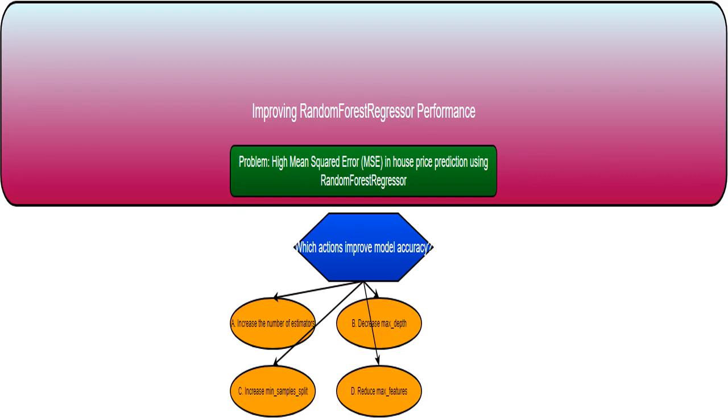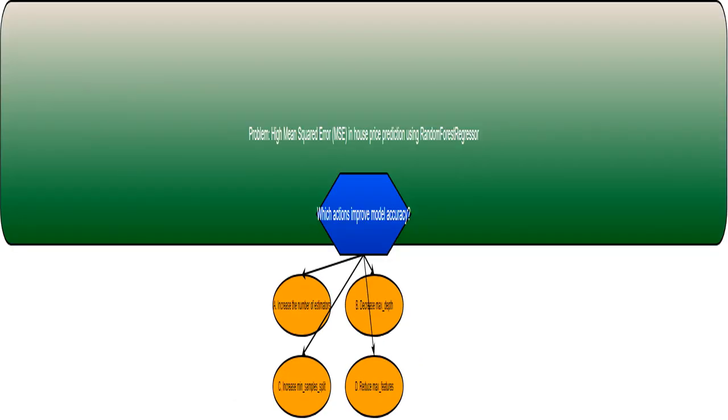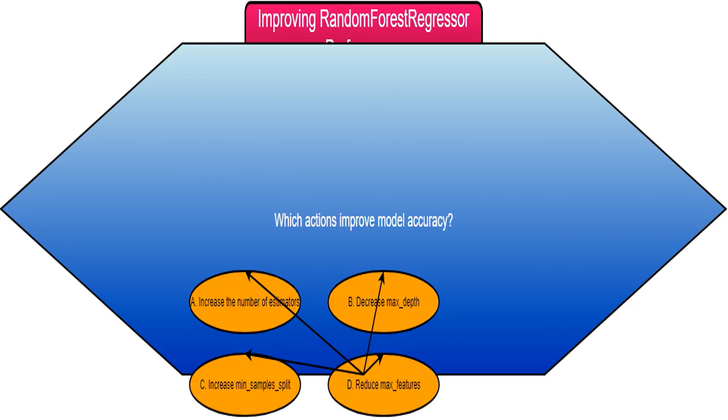We're trying to improve the accuracy of a random forest regressor model, a machine learning model that predicts house prices. The model's predictions are pretty far off from the actual house prices, as measured by the mean squared error, MSE. A high MSE means the model isn't very good at its job. Let's fix it. I'm going to explain how you can improve the model. Here are several approaches, and I'll explain how each one might help reduce that MSE.